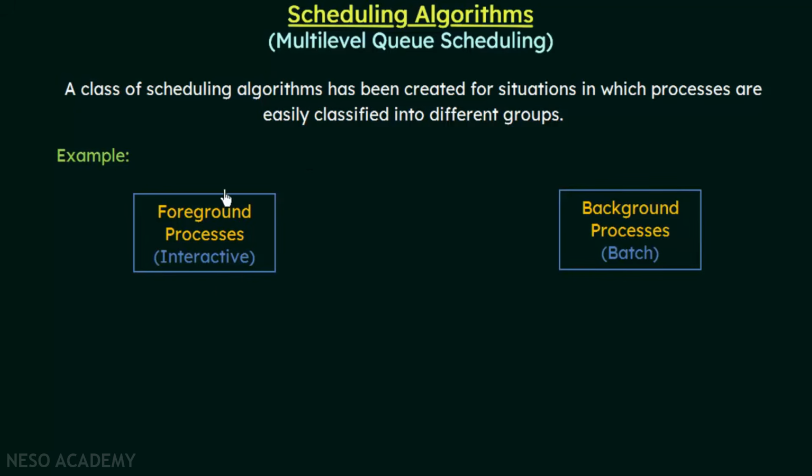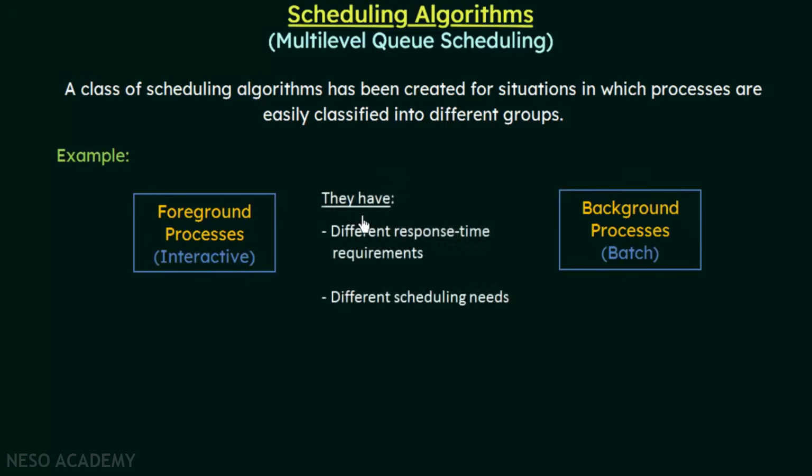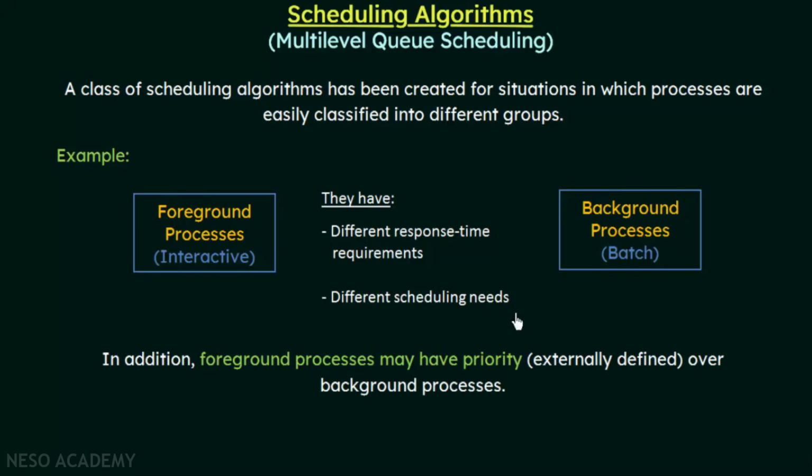Depending upon the type of processes, they have different response time requirements, and hence different scheduling needs. For foreground processes, they need to be quick, and for background processes, they don't have to be as quick. Because their response time requirements are different, they also have different scheduling needs. In addition, foreground processes may have priority externally defined over background processes. That is what I just said.